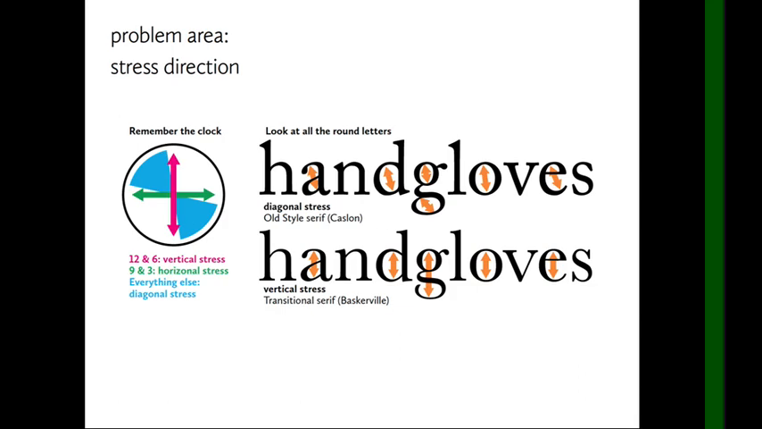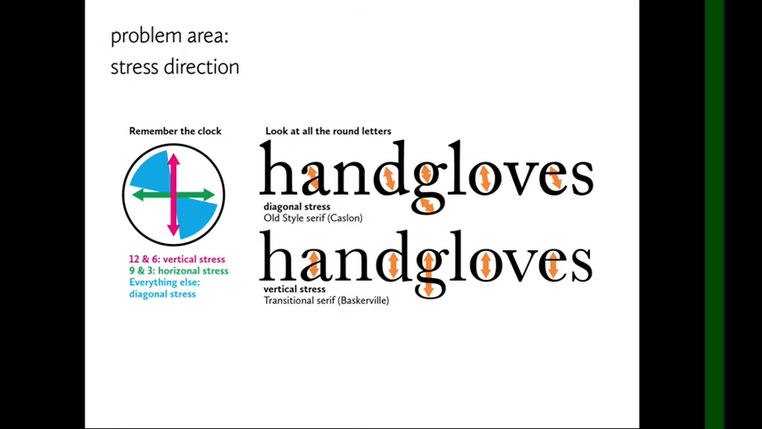So here are two problem areas. These are two areas where students have difficulty. Stress direction. I want you to remember the clock face when you're looking at stress direction. 12 and 6 o'clock, straight up and down, is a vertical stress. 9 o'clock and 3 o'clock, straight horizontal, is horizontal stress. Everything in between there is diagonal stress.